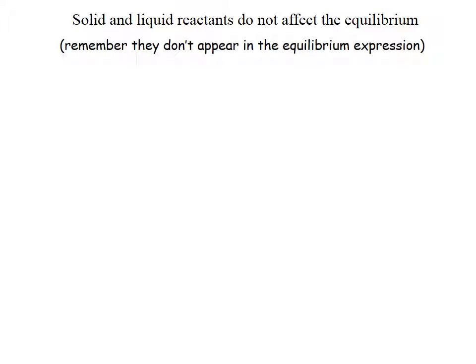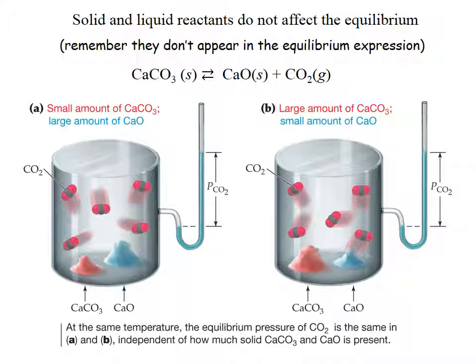Now, solid-liquid reactants do not affect the equilibrium, and that is because they do not appear in the equilibrium expression. So here we have a reaction system where we have a little bit of calcium carbonate and a little bit of calcium oxide. Those are both solids. And then we have CO2 as a gas in equilibrium with these two solid reaction components.